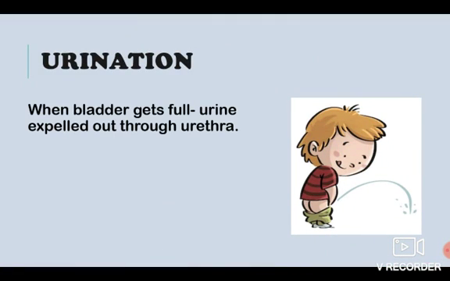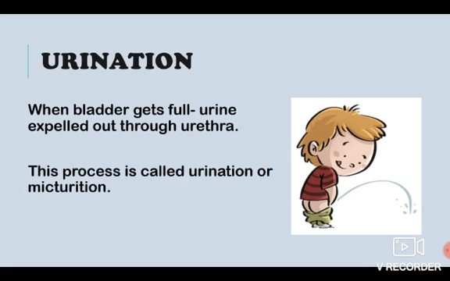Urination. When the bladder gets full, the urine is expelled out through the urethra. So when the bladder gets full, the brain sends impulses to the sphincter muscles which surround the opening of the urethra from the urinary bladder. The result is that the sphincter muscle relaxes and the urine is expelled out through the urethra. Haven't you felt the urge to visit the washroom? Yes, that's the impulse that the brain sends to the urethra. This process of excretion is called urination or micturition.